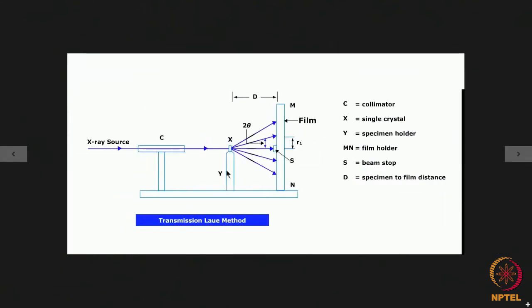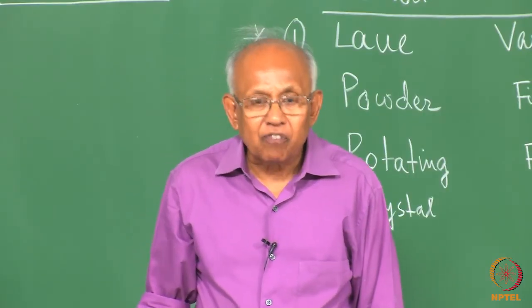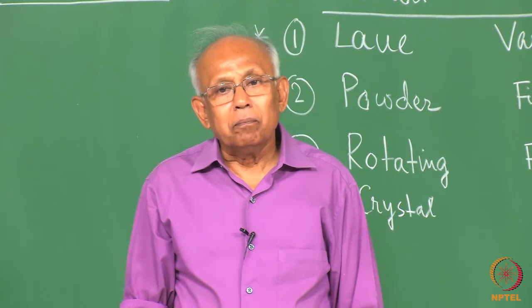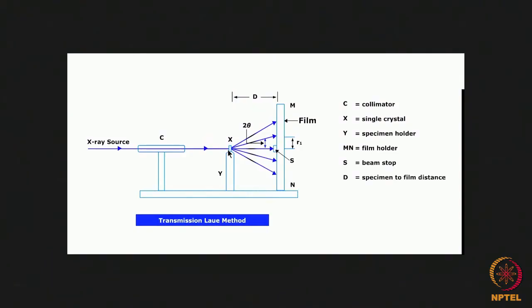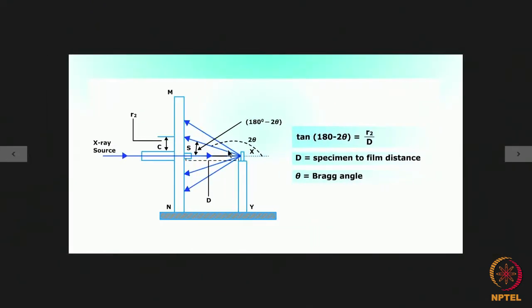Again going back to the transmission Laue method, there may be atomic planes which are poised to diffract in the backward direction also. So, you can have diffraction in both the forward as well as the backward direction, and depending on that, you can collect all the information in the forward direction or in the backward direction too.